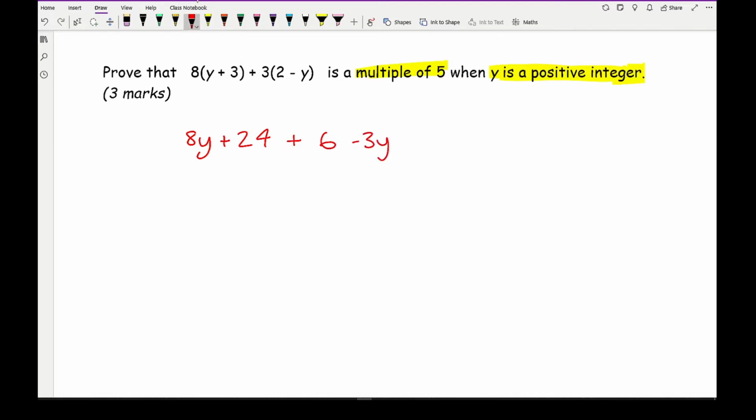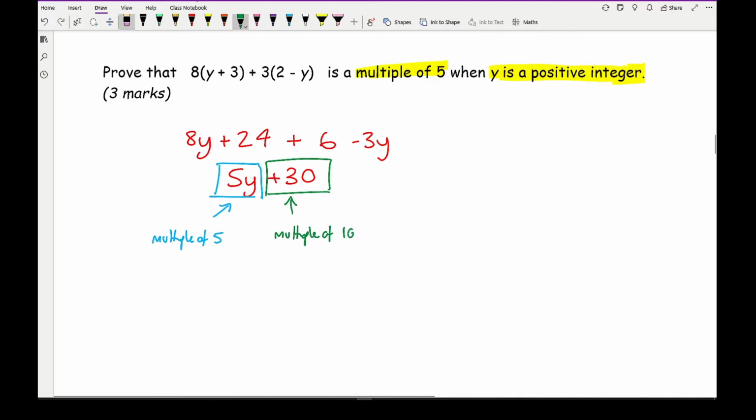And then collecting the like terms, what I get is 5y plus 30. Now at this stage, I've got two terms in this particular expression. Well, 5y is a multiple of 5, because anything multiplied by 5 is going to give you a multiple of 5. And 30, which is my second term, is also a multiple of 5.